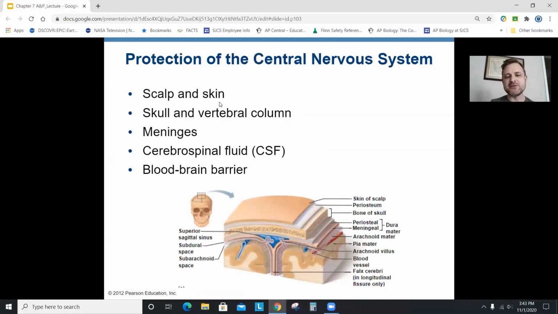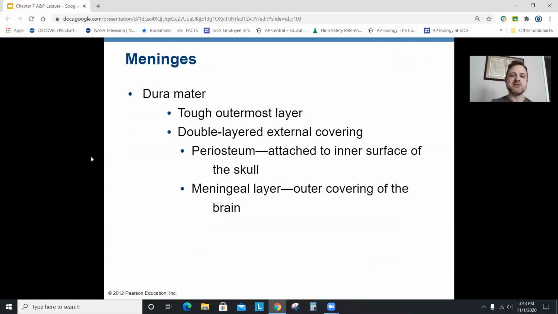Actually, your scalp and skin and your skull and vertebral column we're not going to discuss, because I think it's pretty clear how your skull protects your brain. So we're going to skip to the third one, your meninges. Meninges are connective tissue membranes. We saw these in chapter 3, right? There are 3 different layers of meninges.